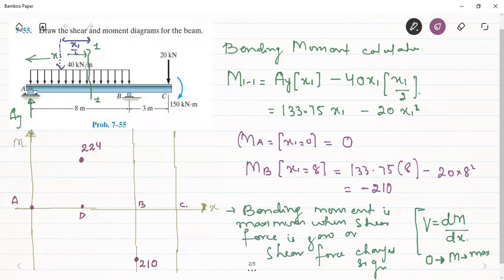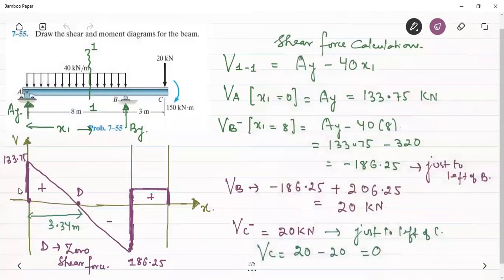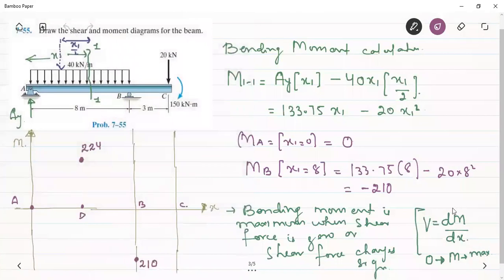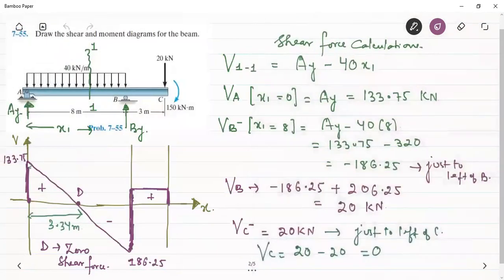From A to D, we can see that the shear force is decreasing. Therefore, the slope of the parabola should also decrease, because the slope of the bending moment curve is equal to the shear force. You can clearly see that the shear force is maximum at A, having a value of 133.75, and it has a value of 0 here. So from A to D, the shear force is decreasing, therefore the slope of the parabola should also decrease.